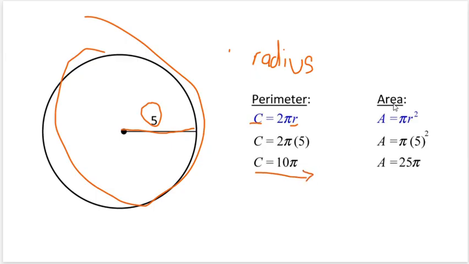Now, when you're dealing with the area, it's pi r squared. As I said, r stands for radius, so pi times 5 squared gives us eventually an answer of 25 pi.